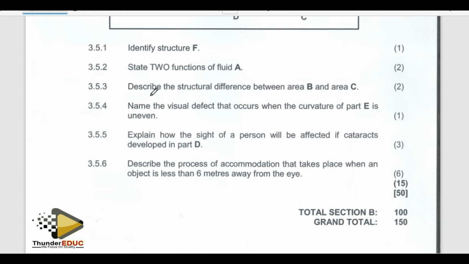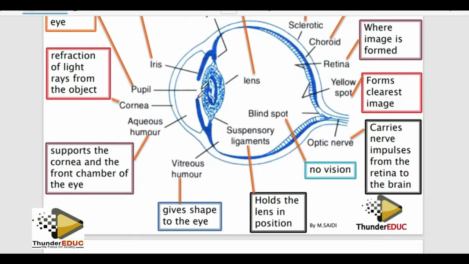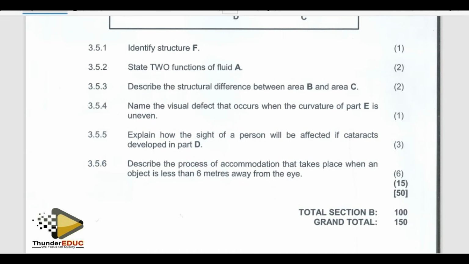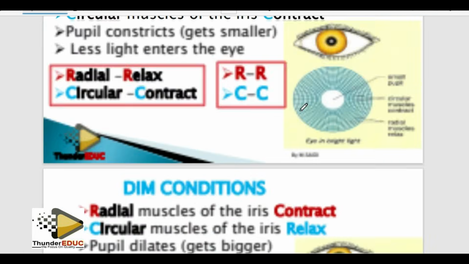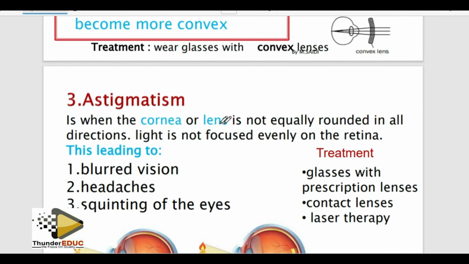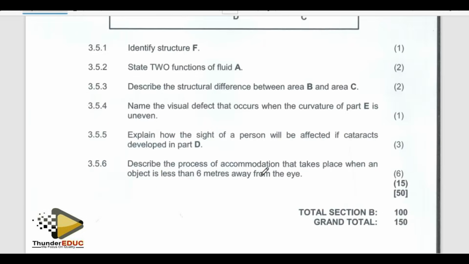The next question. Name the visual defect that occurs when the curvature of the eye is uneven. When the curvature of the eye is uneven, we call it astigmatism. So we said it here. Astigmatism is when the cornea or the lens is not evenly rounded in all directions. It means that it's not evenly distributed, so it is called astigmatism.